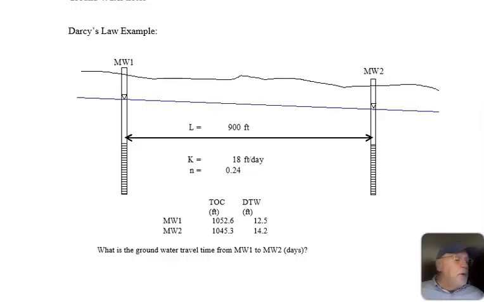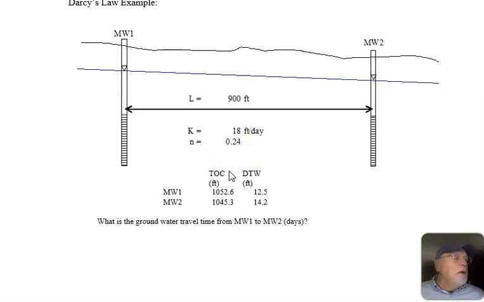All right, so I have monitoring well 1 and monitoring well 2, and I have information on the wells. By the way, it's 900 feet in between. Hydraulic conductivity has already been measured or estimated at 18 feet per day, and the porosity is 0.24.